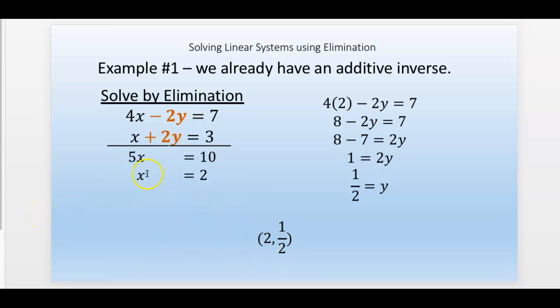And we can check our answer too in the other equation. If x is 2 and y is 1/2, well, half of 2 is 1. So 2 plus 1 equals 3. So it works.